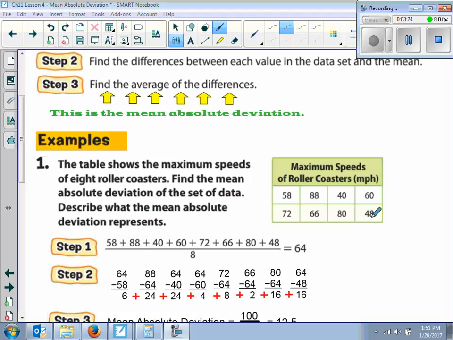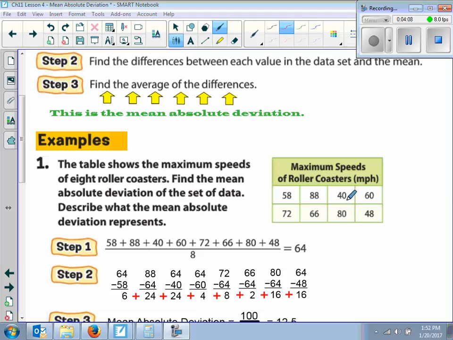Okay? So now the next thing we are going to do is find the differences between each data value and the mean. To do that, you're just going to subtract the big number minus the small number. Is everybody clear? Okay, so for 58, the big one between the mean and 58 is the mean, right? So we're going to subtract 64 minus 58, that gives me 6. With 88, 88 is bigger, so we subtract 88 minus 64. That gives me 24. Is everybody clear? It's just the big one minus the small one, okay?